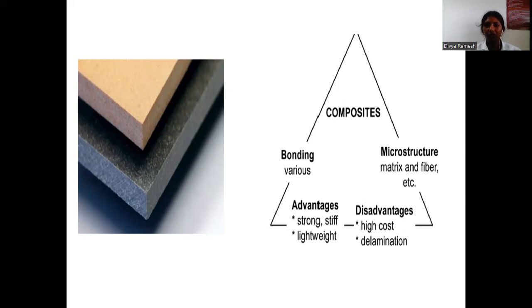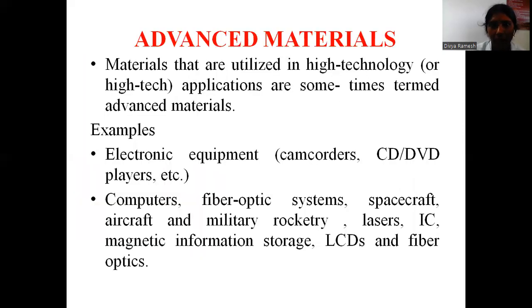Next is the advantages. The advantages of composites are that they are strong, stiff, and lightweight. As n number of different materials are combined to form composites, they possess various bonding structures. So the microstructure of a particular material will be of matrix and fiber. Some advanced materials are used in CD and DVD players, and mainly in military and rocket, aircraft, spacecraft, LCDs, and fiber optics. These advanced materials possess high technologies, recent technologies to process them.